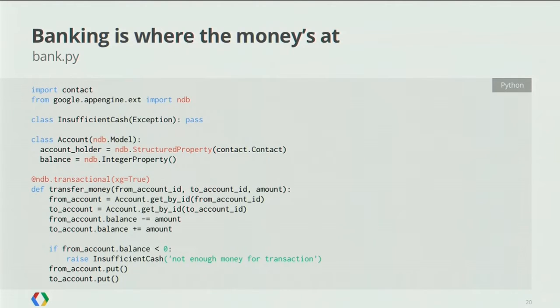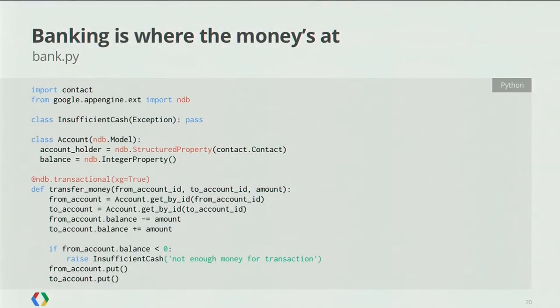So the from account gets the amount deducted from it. The to account has the amount added to its balance. If the from account balance is negative, then you get an insufficient cash exception. Otherwise, both of the entities get saved.